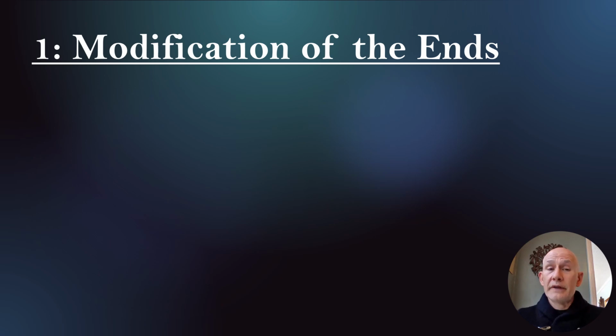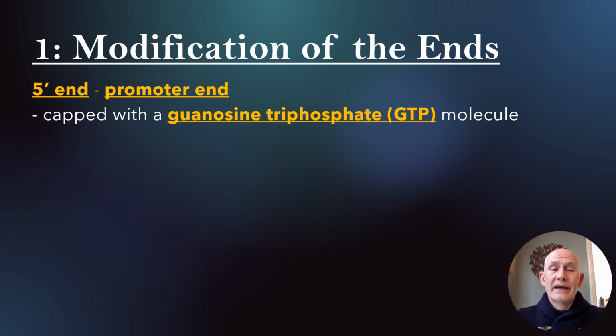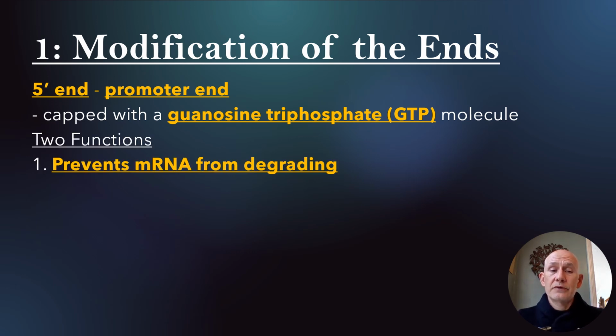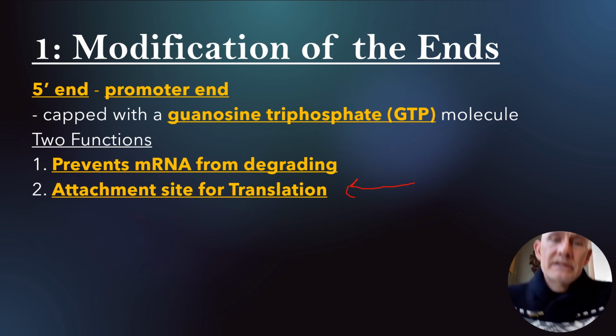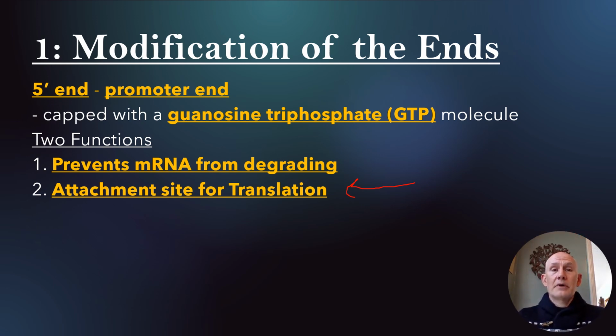All right, so on the ends, we have a 5' end of our mRNA, and we've got a 3' end. On the 5' end, we are going to add a guanosine triphosphate, a GTP. This has two functions. It is going to help bind the mRNA to the ribosome, and it also helps prevent the mRNA from falling apart.